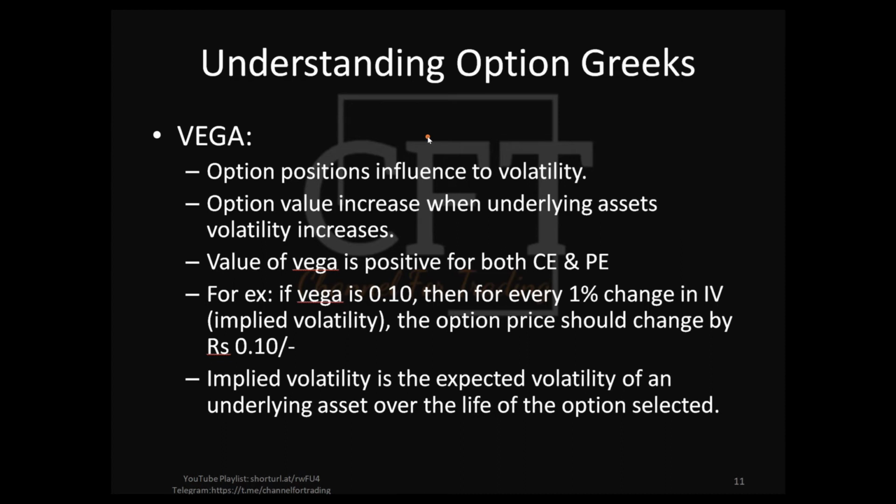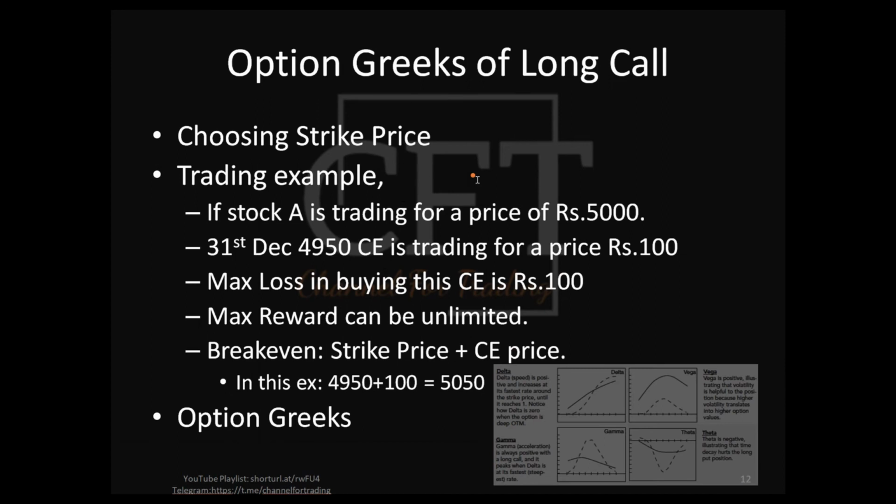We have almost completed the basic explanation of option Greeks, which we discussed here: the four of them, delta, gamma, theta and Vega. Now let's look at the four basic strategies with an example of how to take a trade and what the option Greeks could be for those. The first among the list is long call. If we want to go for a long call, we have to choose the strike price. That is the first step. So let's see a trading example here.